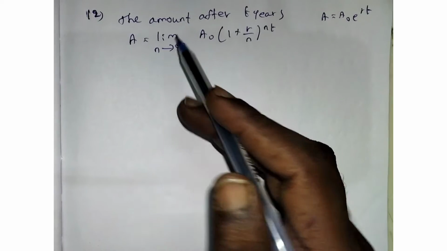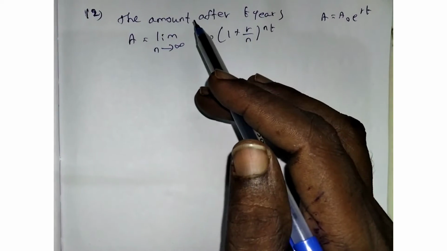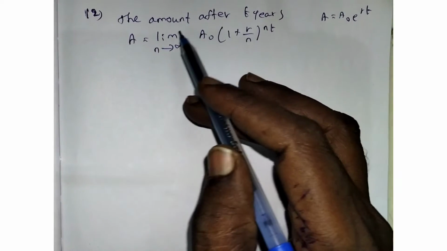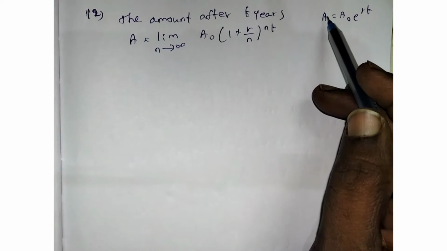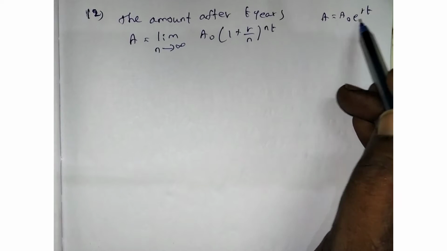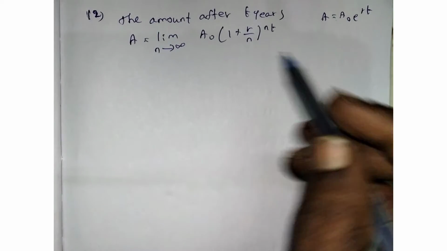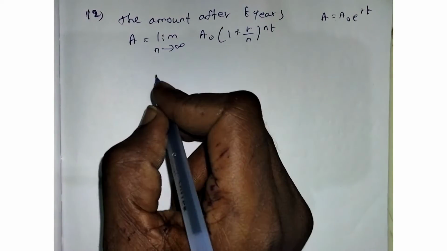They discuss the amount invested in the bank and the rate of interest in compound interest. They are given the amount after t years, and asked to verify that after t years the amount equals A naught times e to the power rt. So here, first you take the A naught out of the limit.